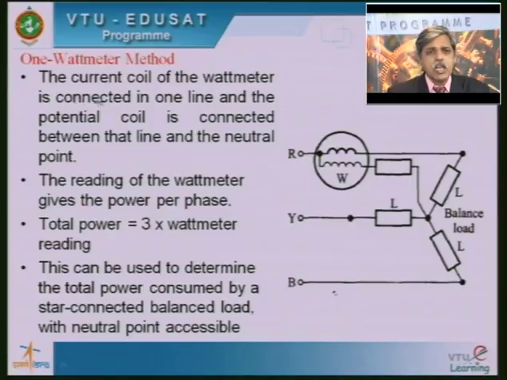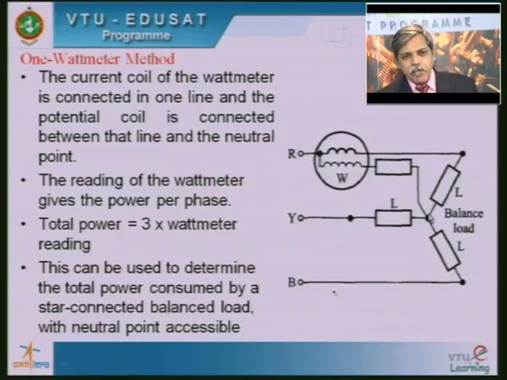Now this is the 1 wattmeter method. You can see this is a wattmeter. A wattmeter has 2 coils, a current coil and a voltage coil, which we also call the potential coil. The current coil carries the current the load is carrying, therefore it should always be connected in series with the load. The potential coil carries the voltage I am giving to the load, therefore it should be connected across, that is, not in series but in parallel, across the phase R and the neutral point.